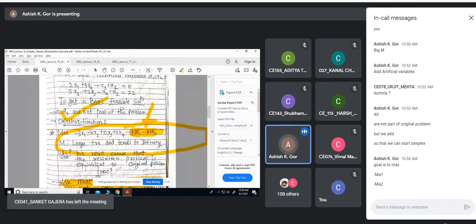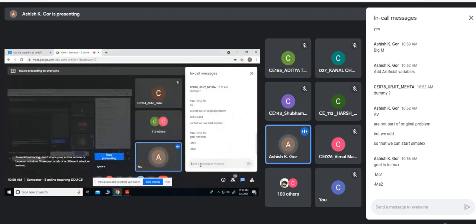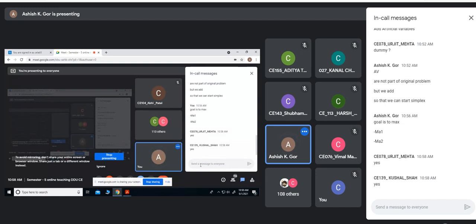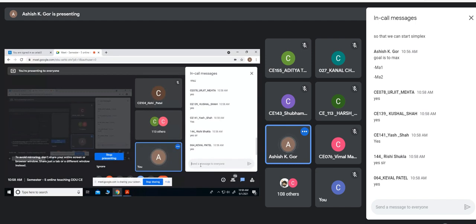Because earlier I would not be able to start the table. Okay, I hope up to this everybody agrees and is clear on what I have done. Urjit, Priyank, Rishi, Kushal, Kandar, yes? Keval, yes, okay. So the rest of the procedure is easy, right? It's not difficult. We have to follow the same process.